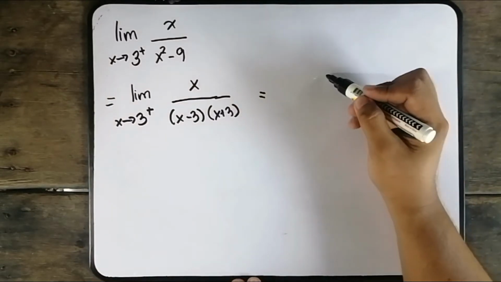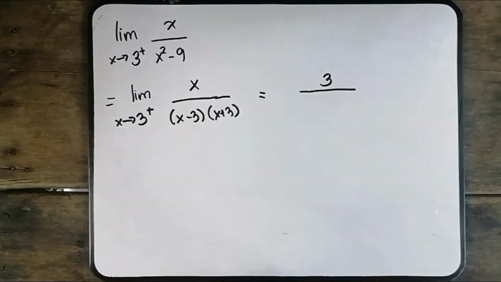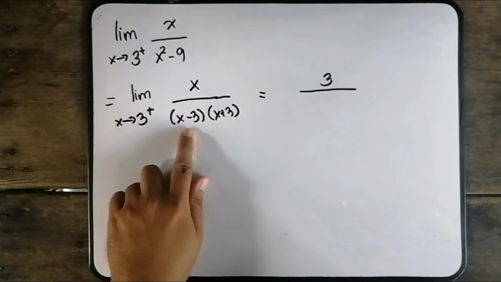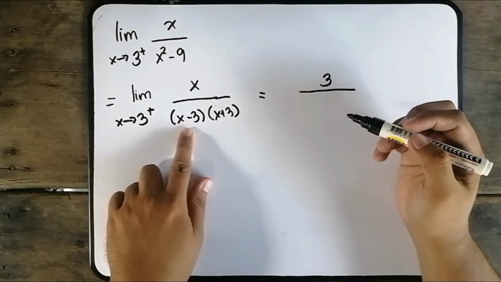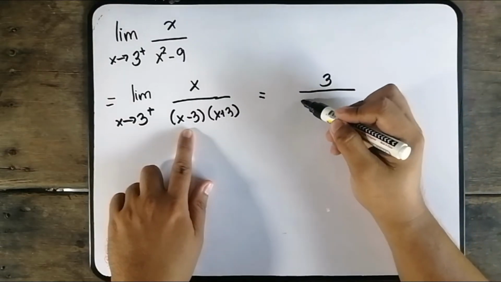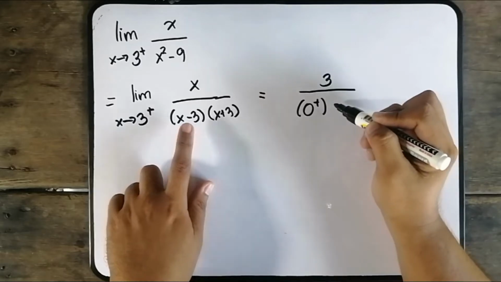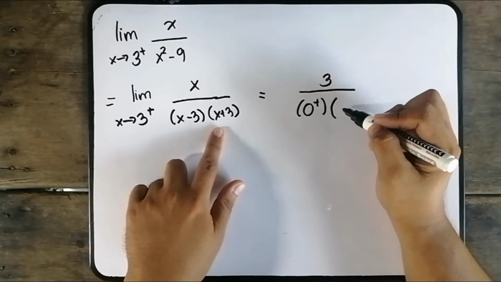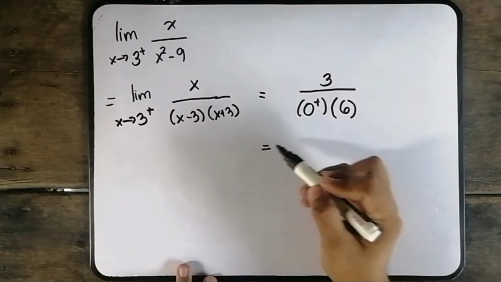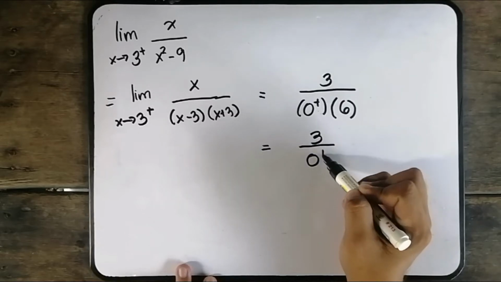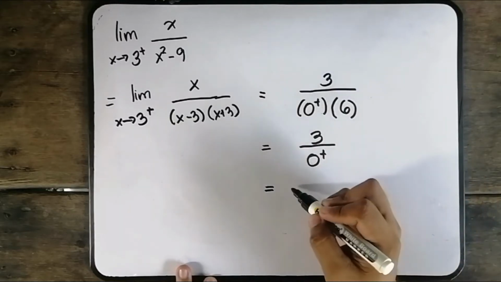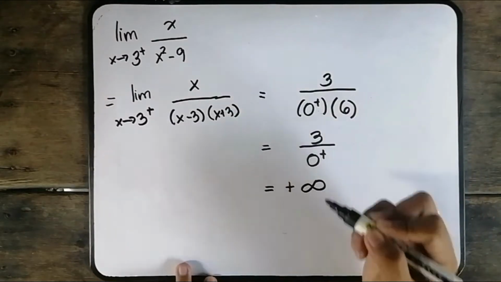So we have 3 over, notice that this factor here, x minus 3, as it approaches 0, dadaan siya sa mga positive values. So that is now 0 positive times 6. So this becomes now 3 over 0 positive. Then from our previous theorem, 3 over 0 positive is equal to positive infinity.